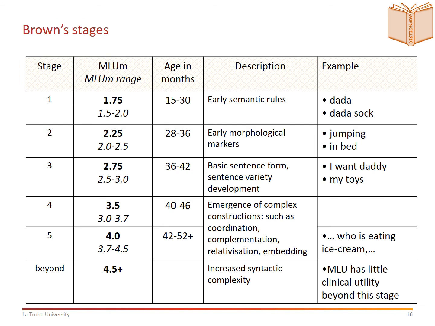So in the second column, I've got MLU, and that's bolded, and the range unbolded. So that tells us how many morphemes should be in what the MLU is, so how many morphemes per utterance on average. And the third column links it to the age that those children typically use that MLU. So at stage 2, the MLU is about 2.25, and typically children at 28 to 36 months have an MLU in the stage 2 range. So 2.25 on average with a range of 2 to 2.5.